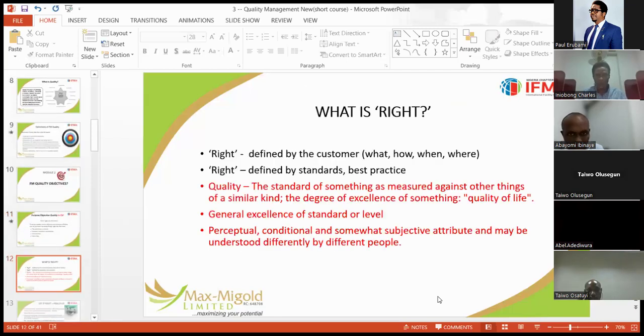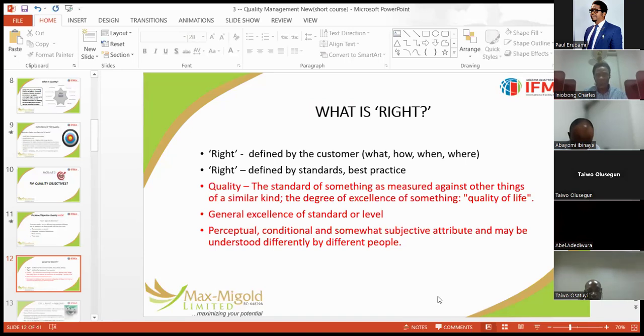All right, what is right? Right is defined by the customer: what, how, and when. So for you to get things right the first time, you must know what it is. You must know how. You must know when to do it and where it is happening. So these are the things you look at to get things right the first time. And you define standards and best practice. It's not only you coming up with your own ideas. You must look at what is happening in the industry. What are the best practices that you can bring in to your industry?